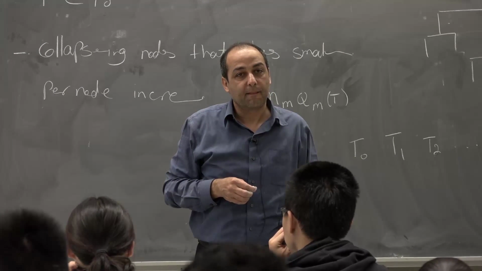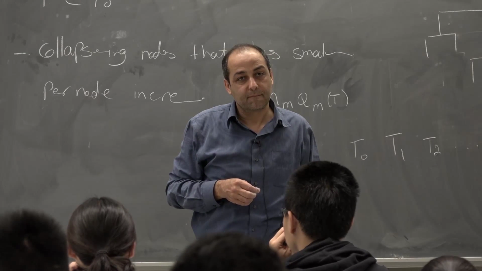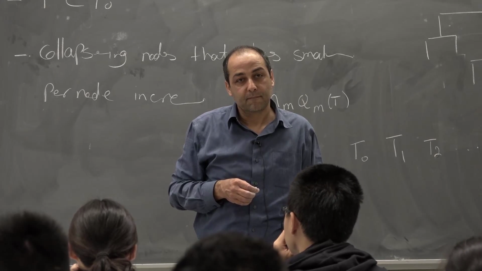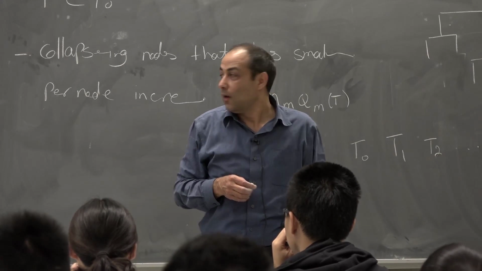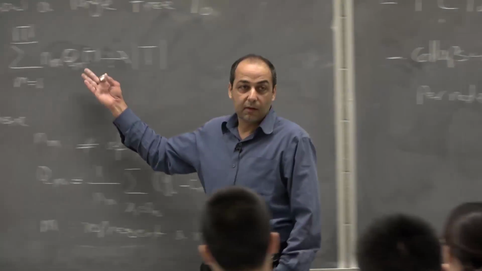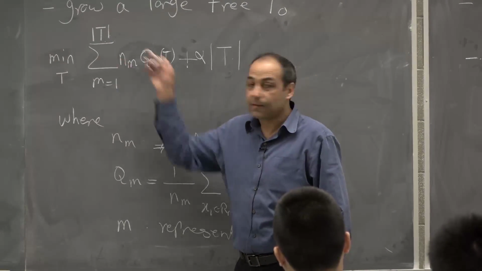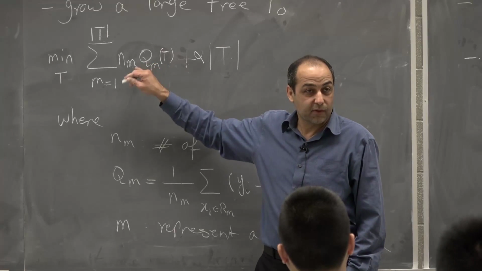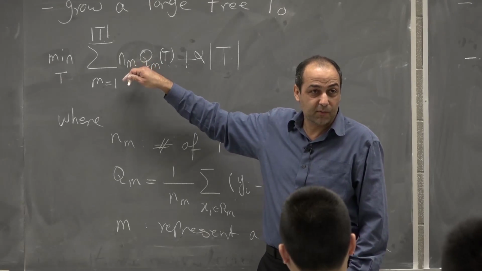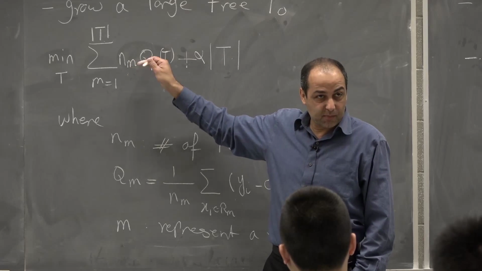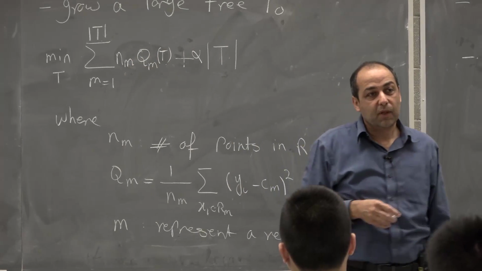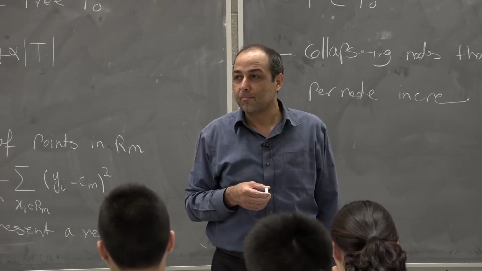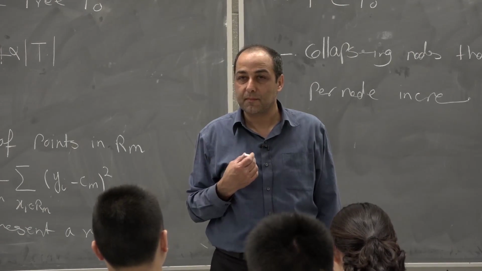Yes? The nodes that collapse, is that necessarily those regions that have fewer number of points? No. No. The one which minimizes this. The number of points has an effect, you know. We're going to see that when you have a smaller number of points, the increase will be smaller. But that's not the only factor. Any question?